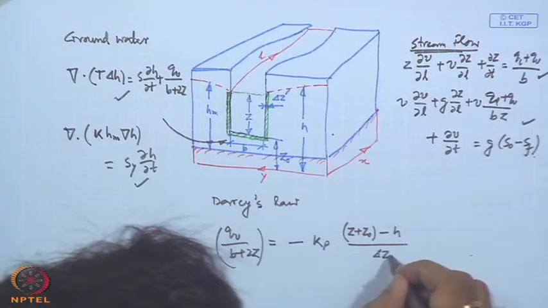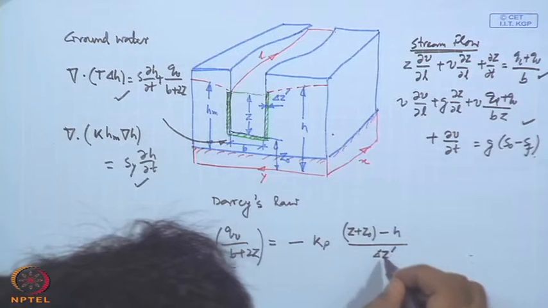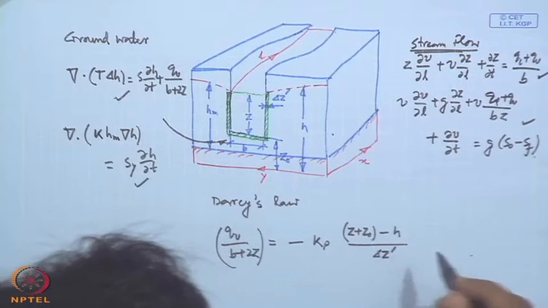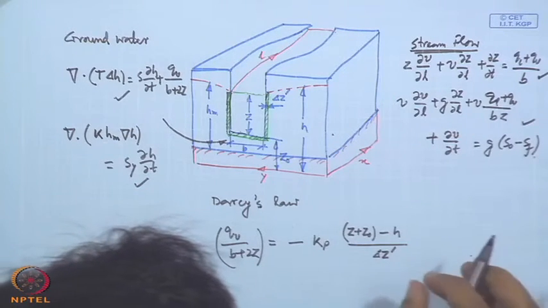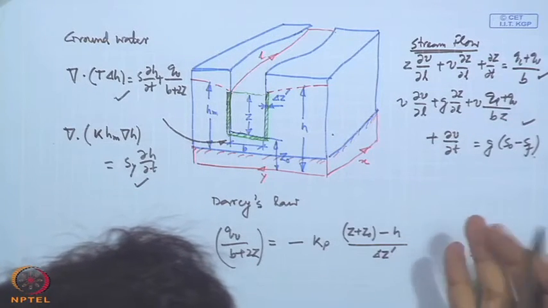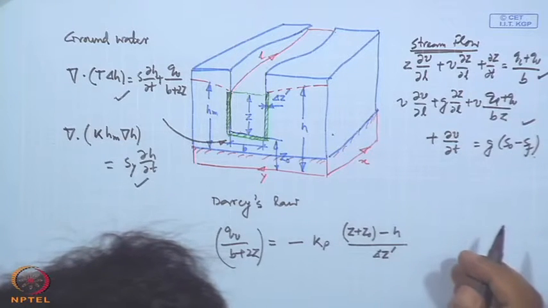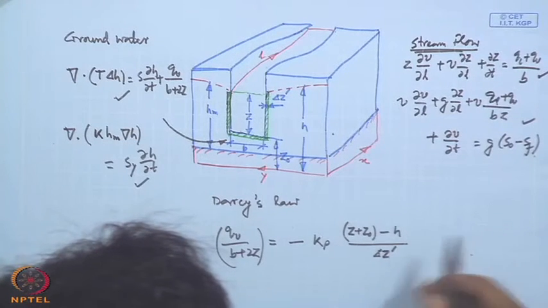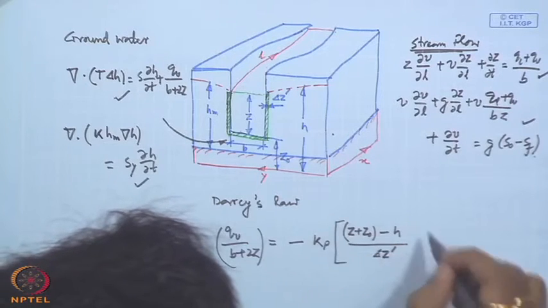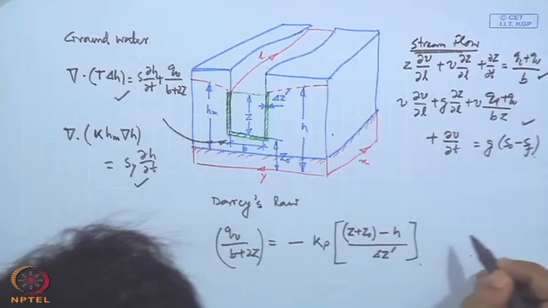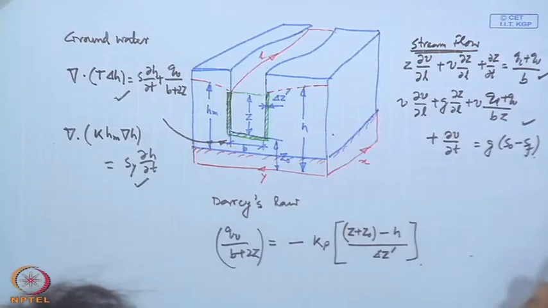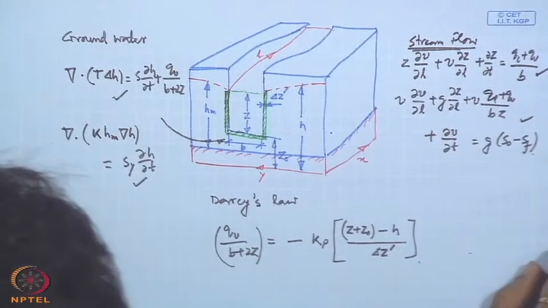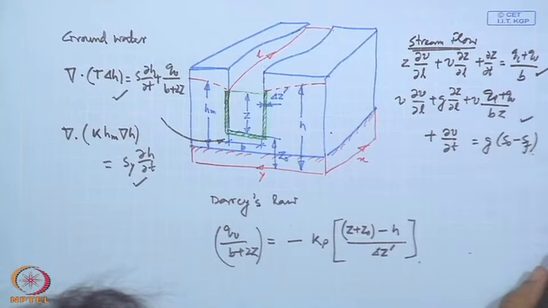Then we have this del Z prime, that is the difference between these two. So, we can say that this is our hydraulic gradient and it is coupling all our equations. Then to solve it, we need certain boundary conditions.